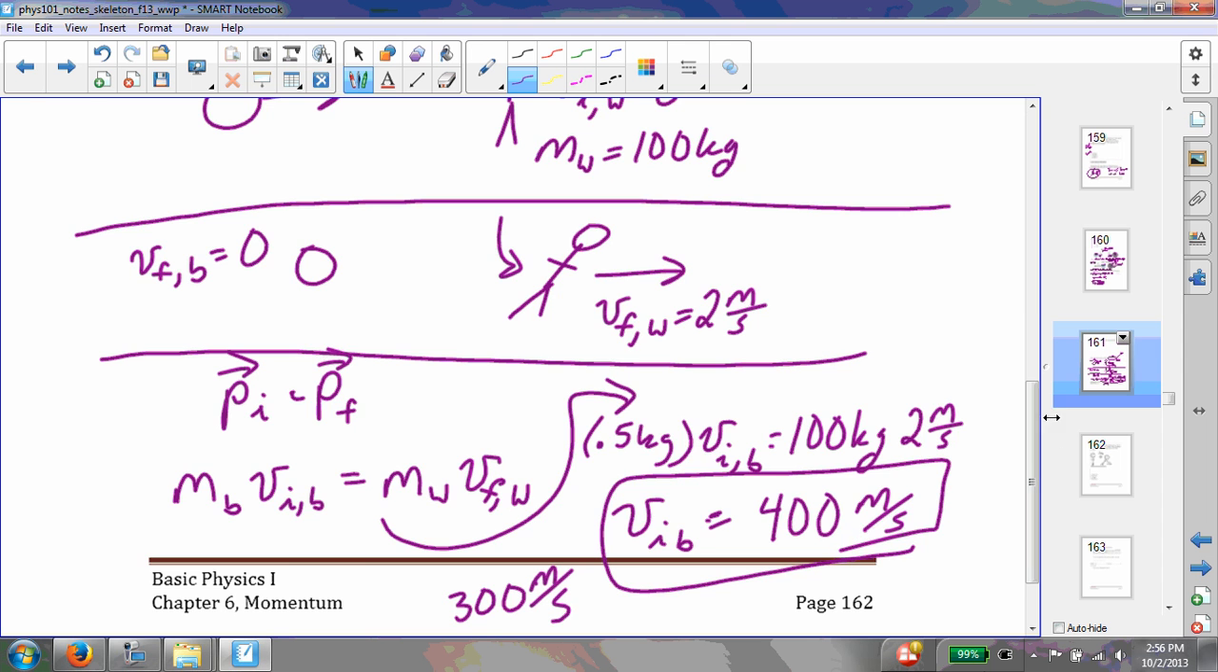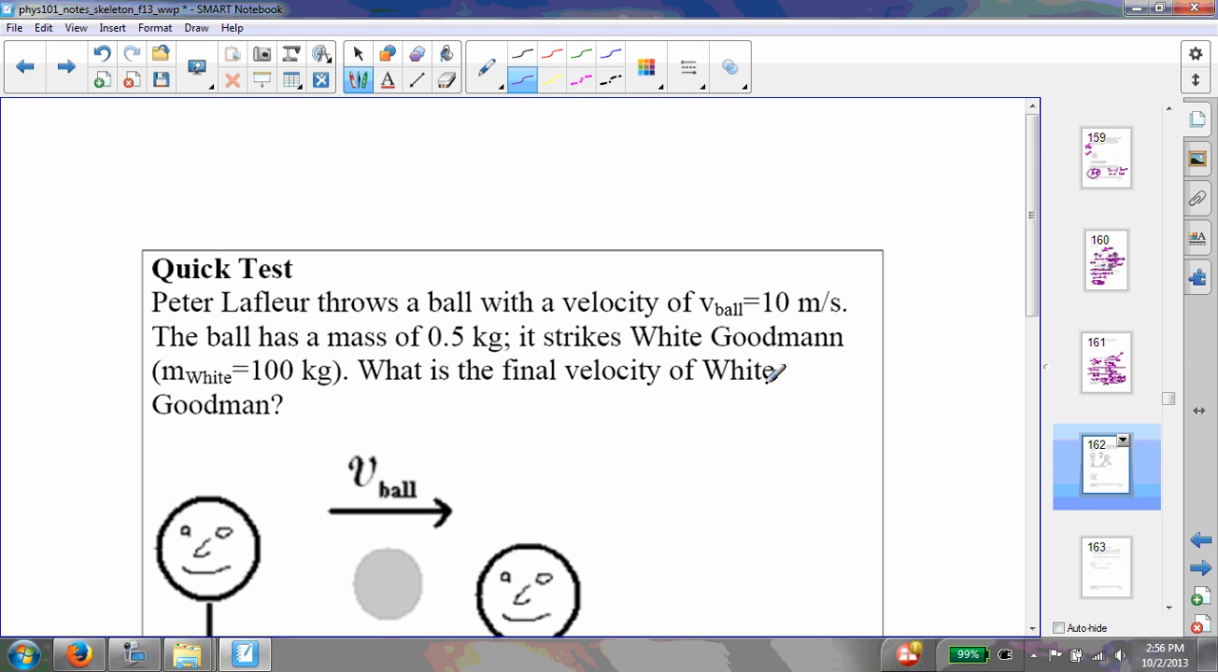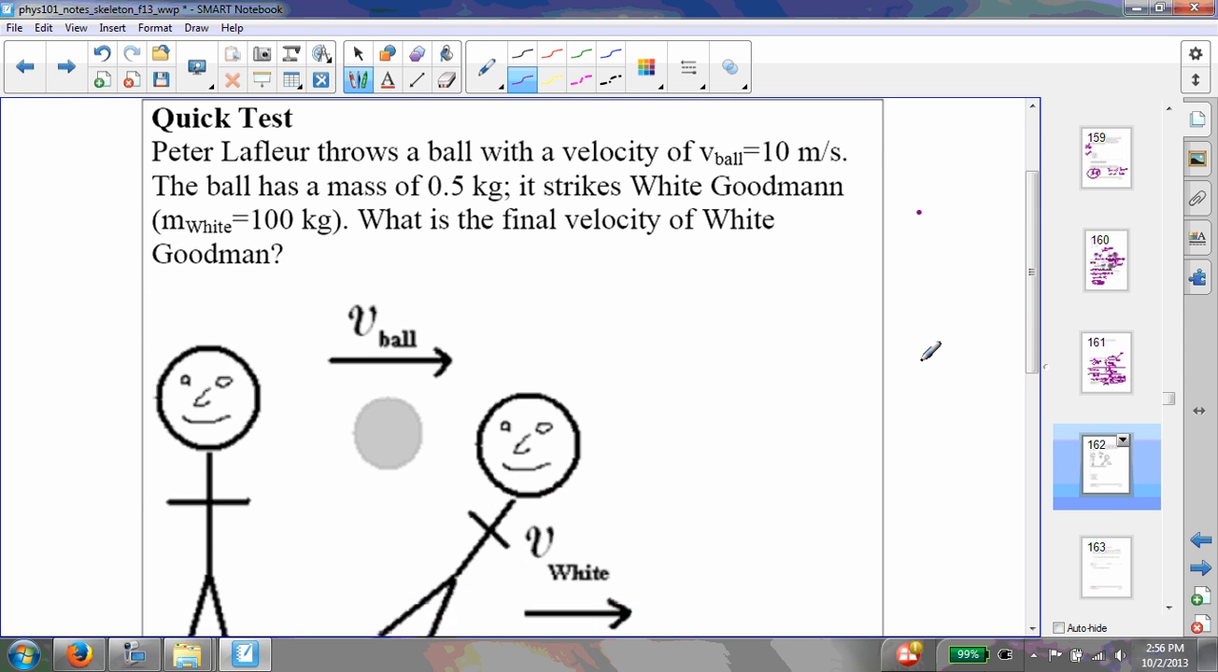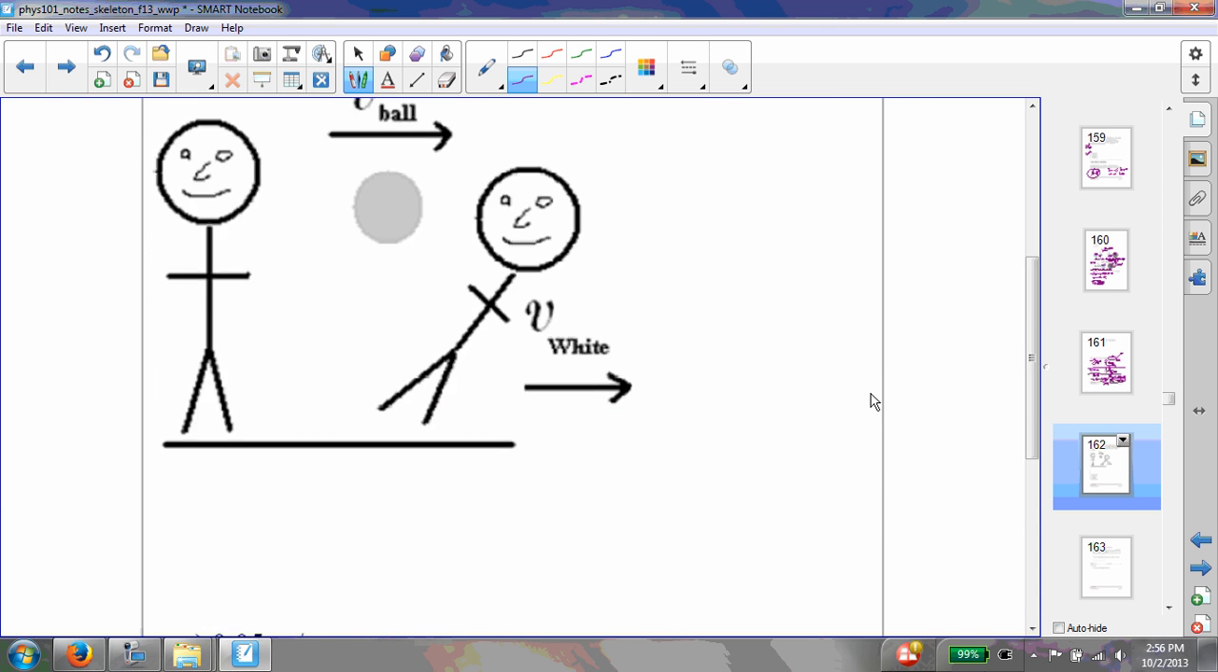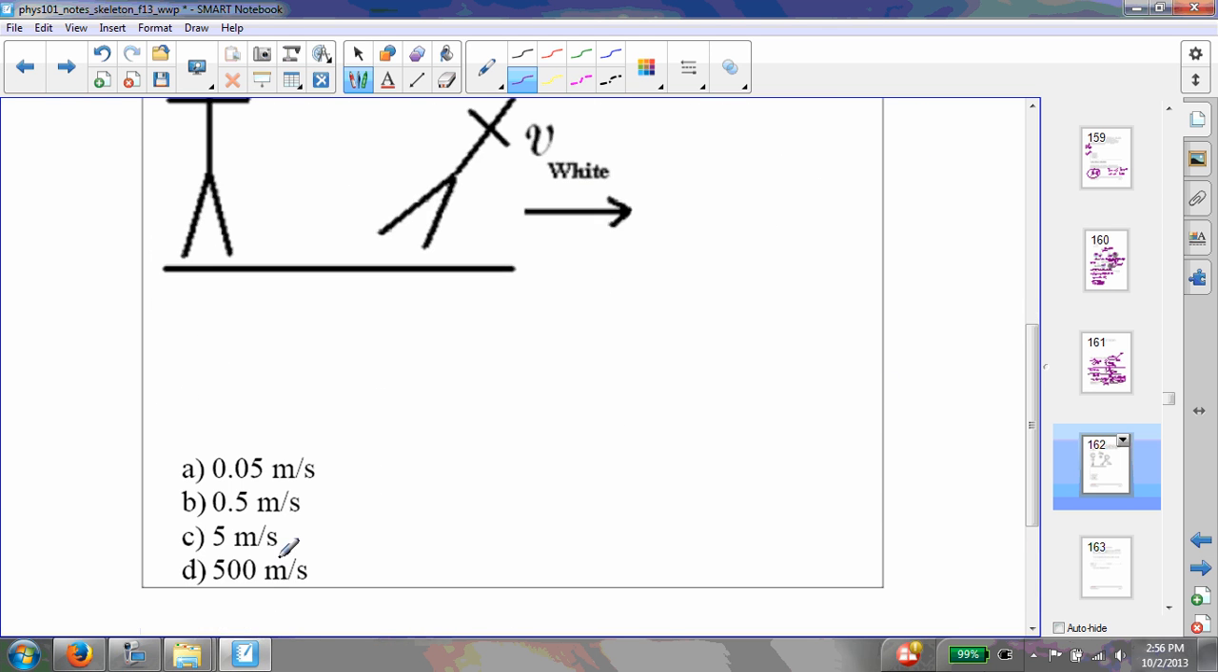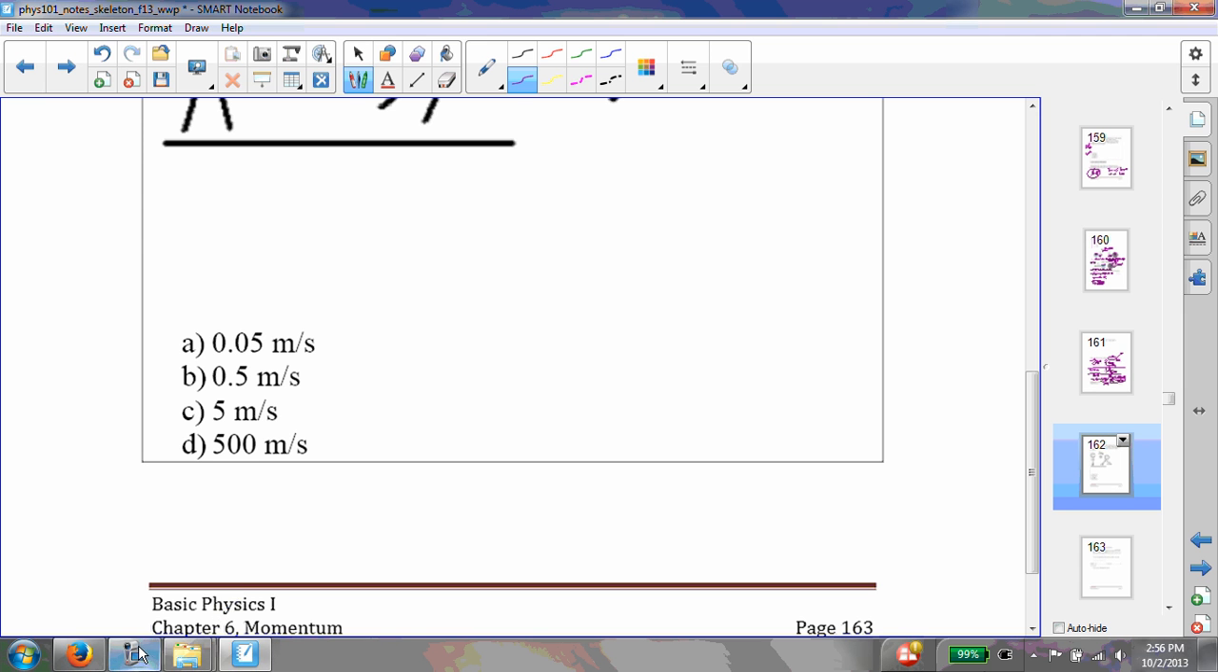All right, you have a quick test question. So this is a similar setup, only in this problem, the ball has a more reasonable velocity of 10 meters per second. I just want you to find the final velocity of White Goodman. You follow the same procedure, you're just looking for a different variable. So go ahead and try this quick test, and you'll see that on the online class participation quiz.